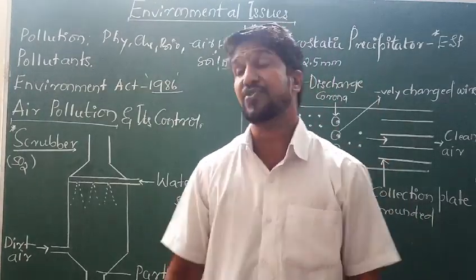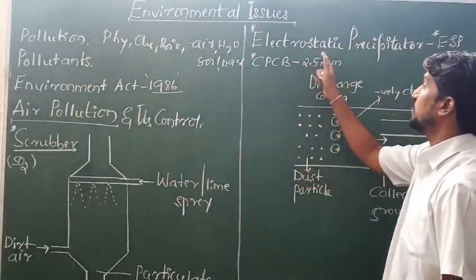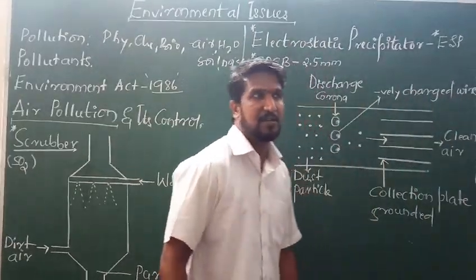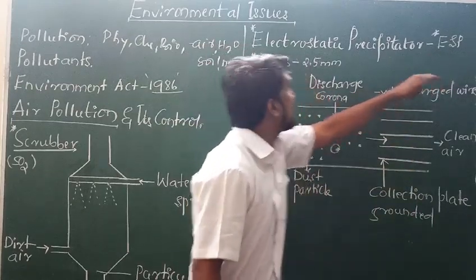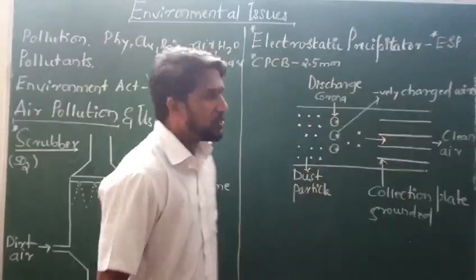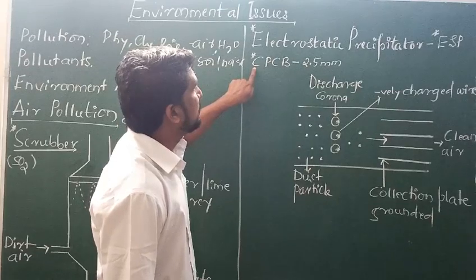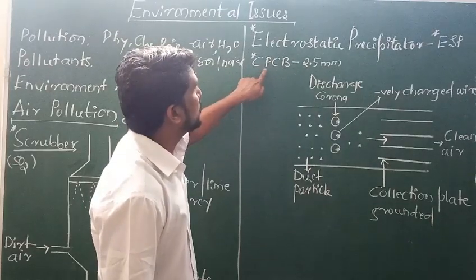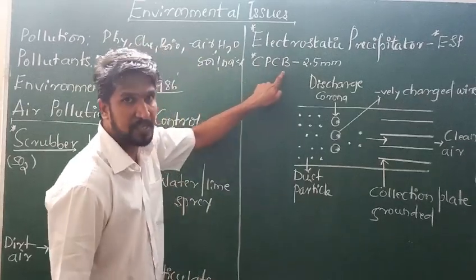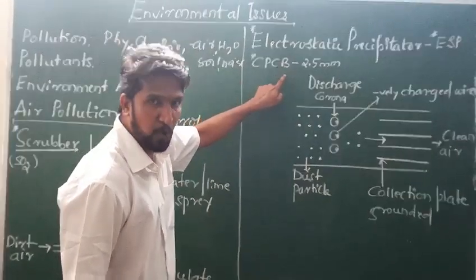So how can we treat it? The two most important methods are there. The first one we will go for is the electrostatic precipitator. We call it an ESP. So according to CPCB, the Central Pollution Control Board.